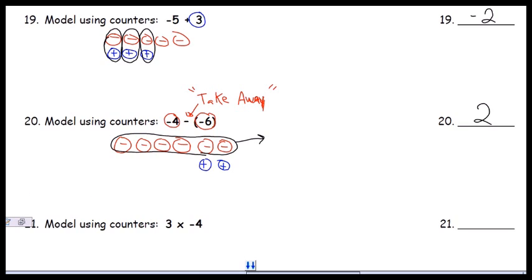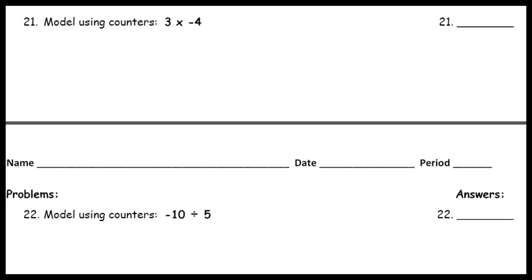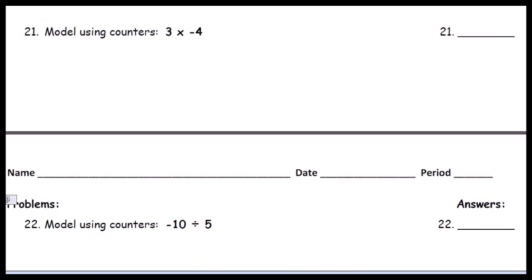Okay, and finally, we're going to do the last one: model using counters 3 times -4. The way we're going to do that is we're going to draw the counters, and then group them together and see how much we get. Because the first number is the number of groups, and the second is the number of counters in each group.